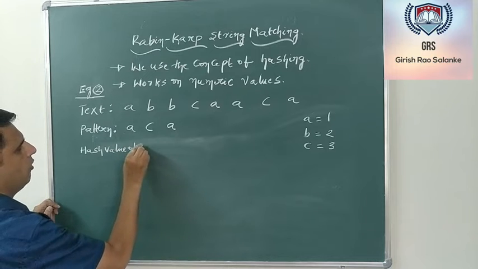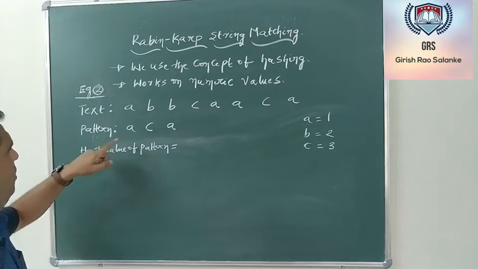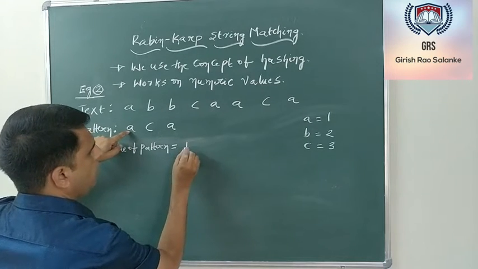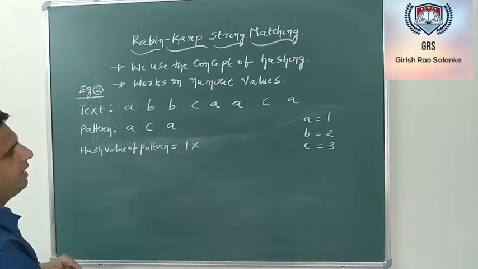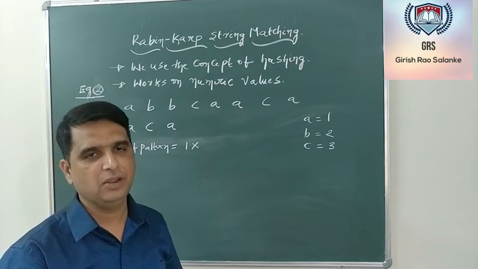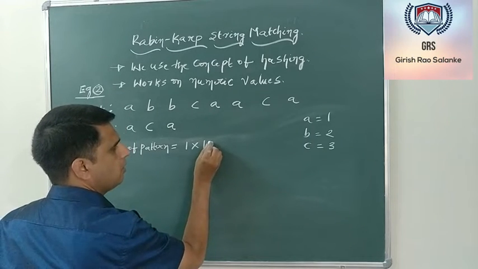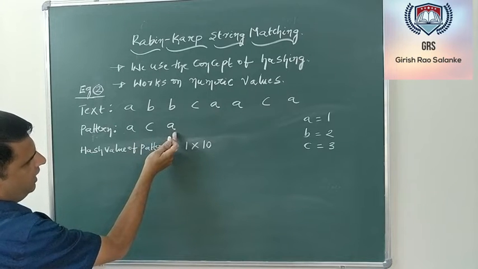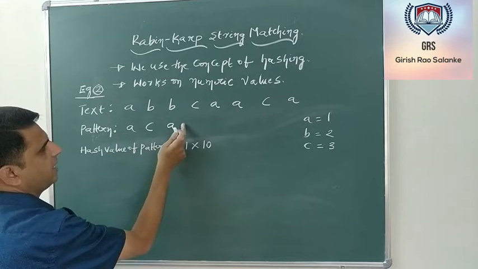Hash value of the pattern ACA is equal to, now what is A? A is 1. Now 1 into, I will take a base value. Let me take the base value as 10. Now what is the position of A? Let me start from the end. This is the 0th position, 1st position, and 2nd position. So there are 3 characters.